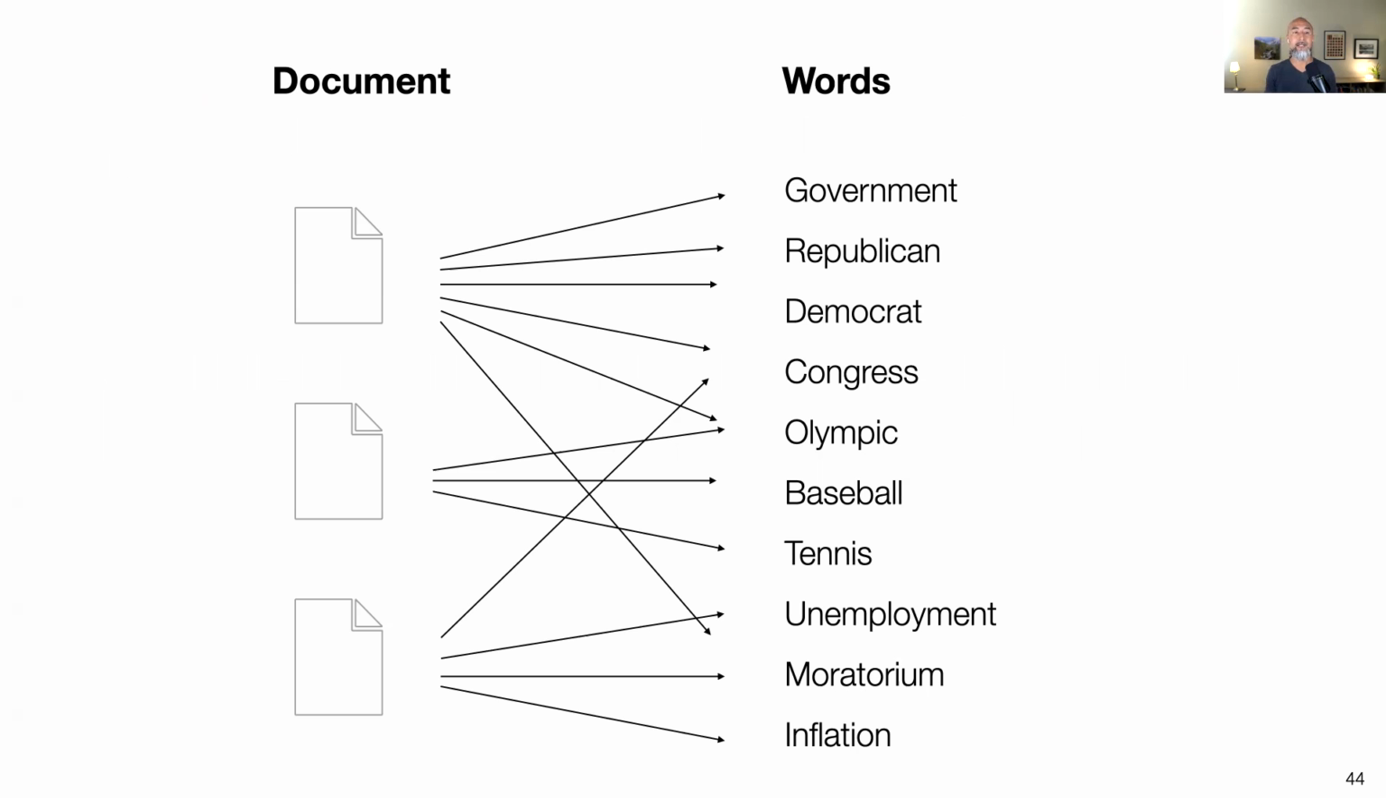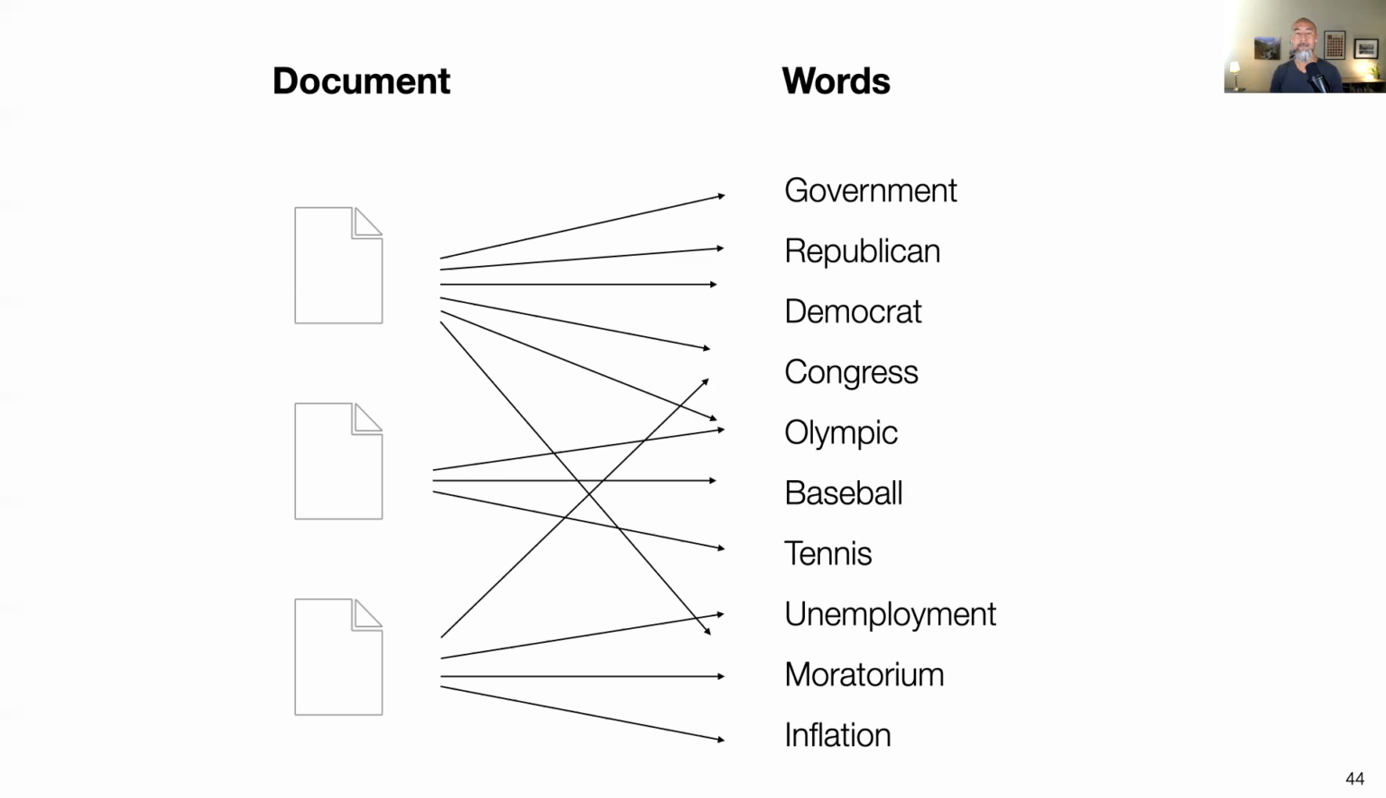Okay, and then you basically take out all those words. Each sentence becomes words and is separated. And so that's the right-hand side. Okay, so the first one has government, Republican, Democrat, Congress, Olympic, and a moratorium or something like that in that document or in that text.